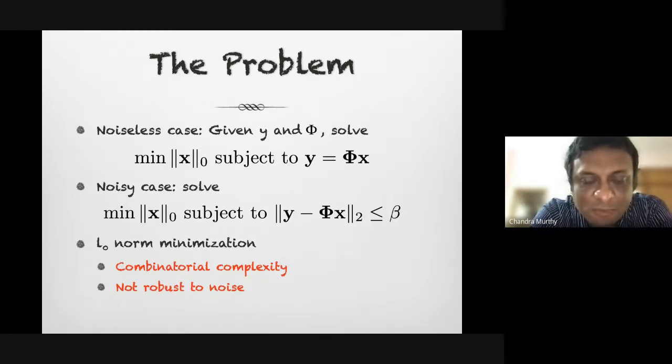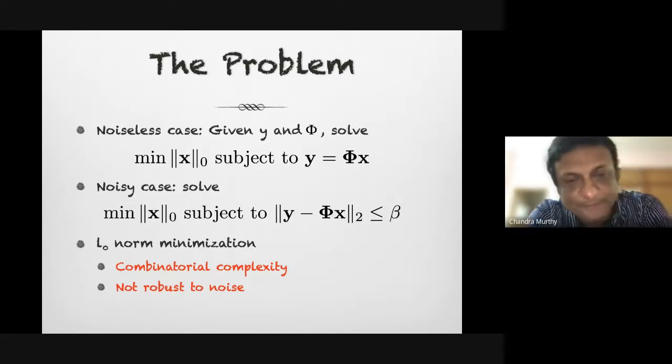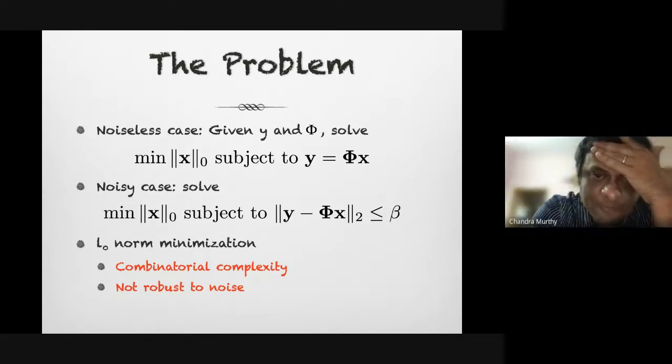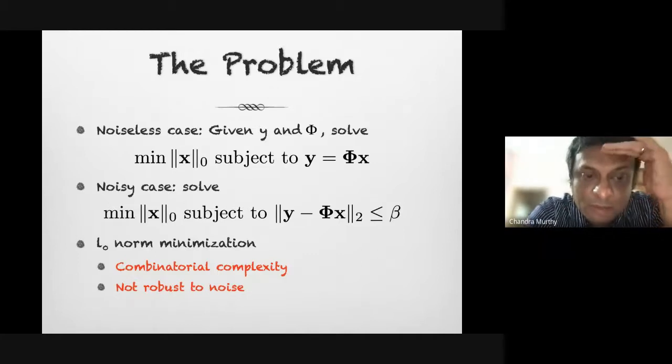In the noisy case, you may allow yourself a certain margin for error, and instead of requiring that y must be equal to phi times x, you allow this margin of error and say y minus phi x, the L2 norm or the Euclidean norm, which is the square root of the sum of the squares of the entries of the vector, should be at most equal to some upper limit beta. And this upper limit beta comes from your guess of what the noise standard deviation is. And this problem is often called the L0 minimization problem because it's trying to minimize the L0 norm.